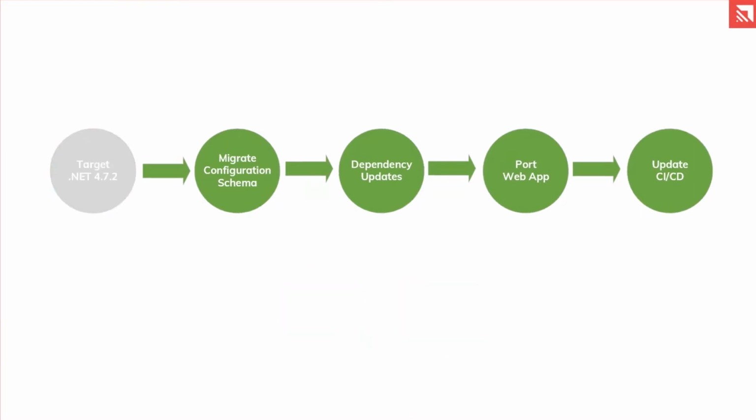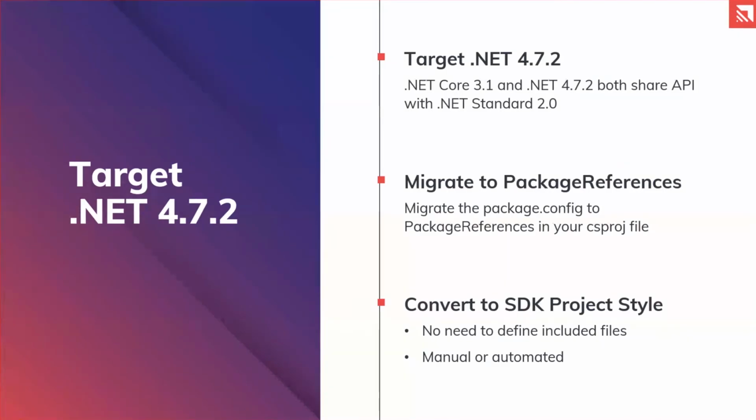So let's dive into the first one here, which is targeting .NET 4.7.2. Why do you want to do that, and what is it all about? Well, firstly, the reason why you want to go to 4.7.2, for example, we were on 4.6.2, is that .NET Core 3.1 and .NET 4.7.2 both share the .NET Standard 2.0 API. So they share a lot of commonalities, which is very helpful when you migrate things, because they're going to be very similar. If you get there first, you can then do some other stuff that makes it easier to switch to .NET Core.